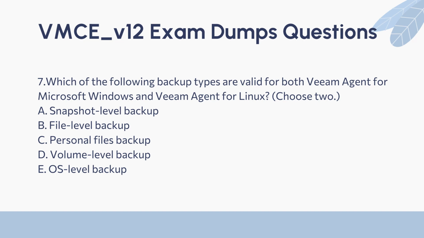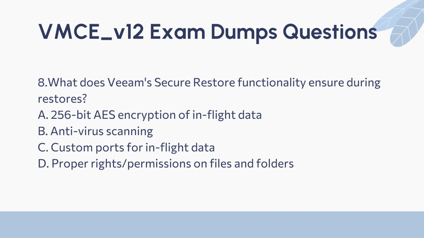7. Which of the following backup types are valid for both Veeam Agent for Microsoft Windows and Veeam Agent for Linux? Choose 2. A. Snapshot level backup. B. File level backup. C. Personal files backup. D. Volume level backup. E. OS level backup.